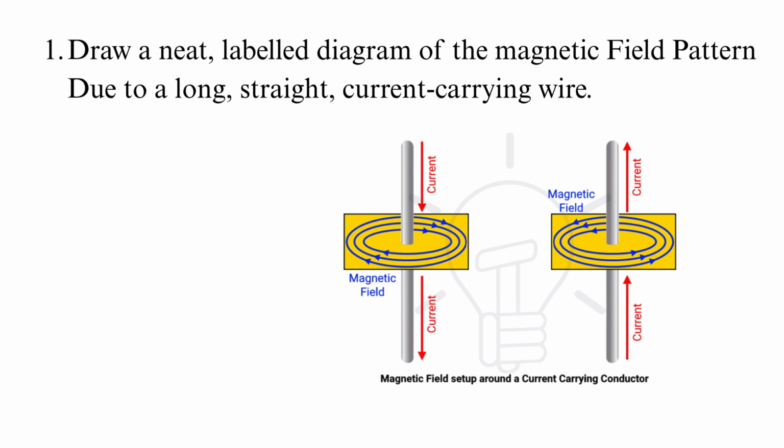Now draw circular magnetic field lines around the wire. These circles are called concentric circles. Important points on screen. Magnetic field lines are concentric circles. Field strength decreases with distance. Direction is given by right-hand grip rule.